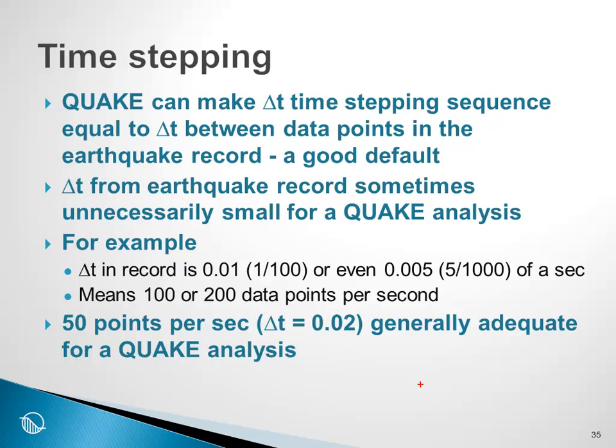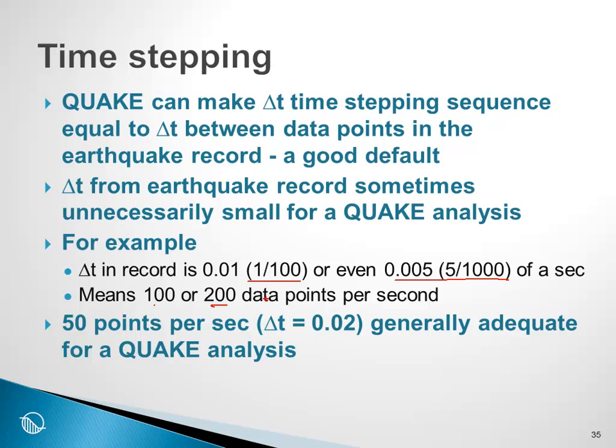So often records have data at every 100th of a second, and some records even have every 5,000ths of a second. This means that we get 100 to 200 data points per second, and if we have 10, 15, 20 seconds of shaking, it is an awful lot of data points. Generally, as a very broad rule, 50 points per second, or about a delta t of 2/100th of a second, is generally adequate for a QUAKE type of analysis, particularly for equivalent linear type of analysis.